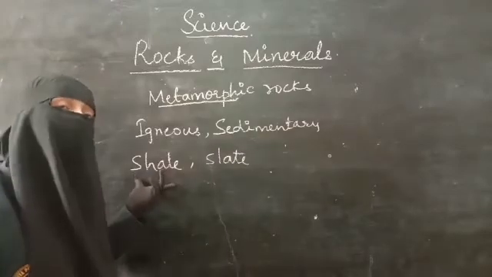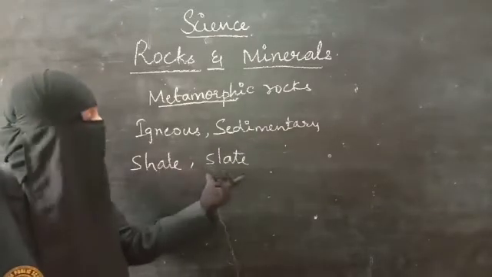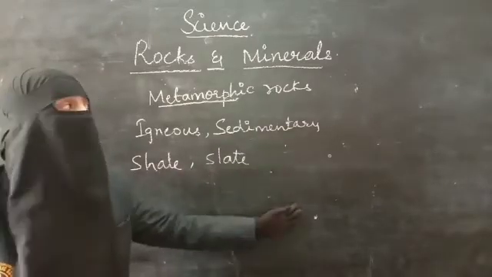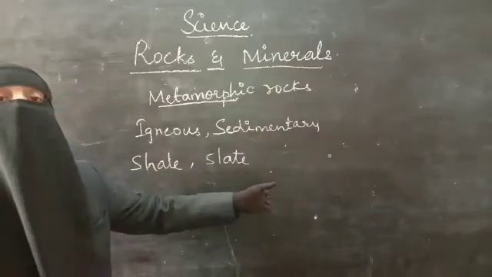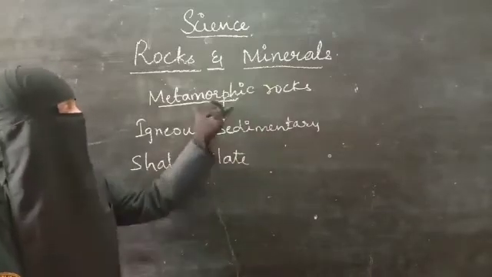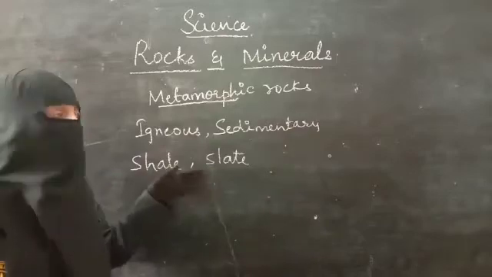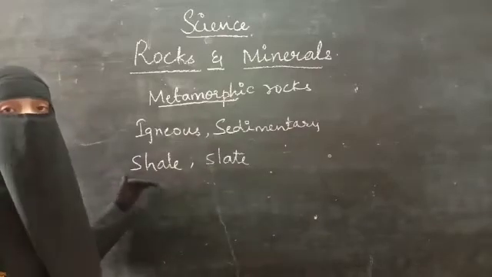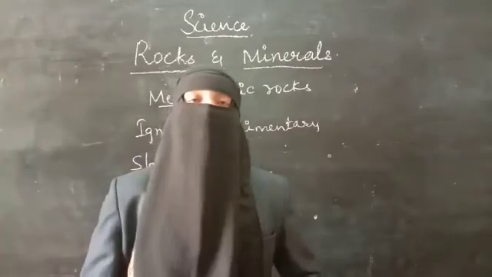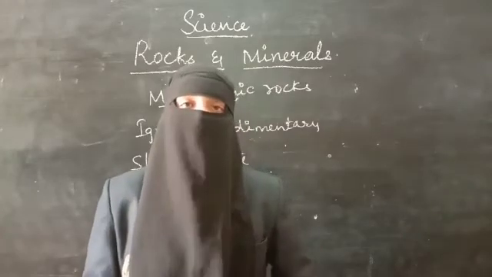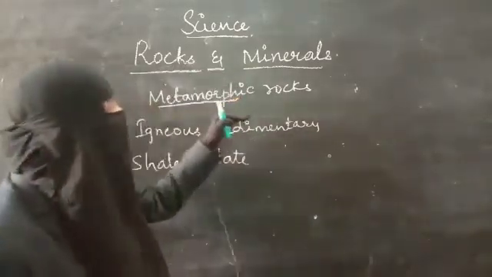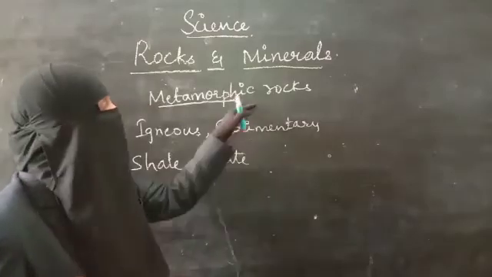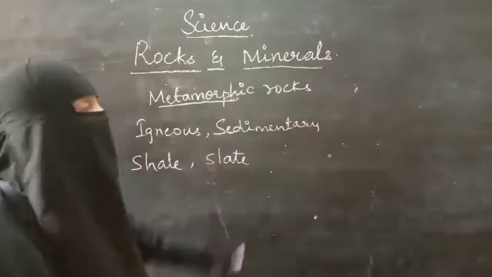So shale is used for making tiles and bricks, whereas slate is used for making slates and blackboards. This blackboard is also made up of slate. So slate is metamorphic. How did we get the slate? From the sedimentary rock shale. Metamorphic rock is the result of transformation of existing rocks into new rocks through the process of metamorphosis.